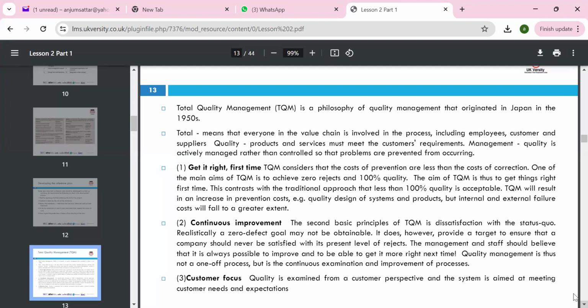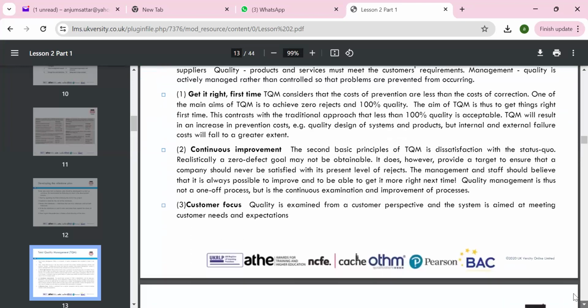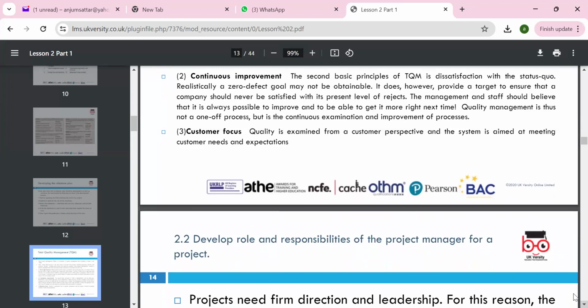TQM is total quality management: prevention cost, quality design, product, but internal and external failure costs will fall to a greater extent. Continuous improvement, zero defect. In the quality control management system, realistically, zero defect may be obtainable. We need to look at the present level of rejects, and management and staff believe that they can always improve. Quality management is not a one-off; it is continuous improvement, continuous reflection and processing, and customer focus. Quality is examined from the customer perspective, not as an organization only from an internal perspective or for profit maximization.